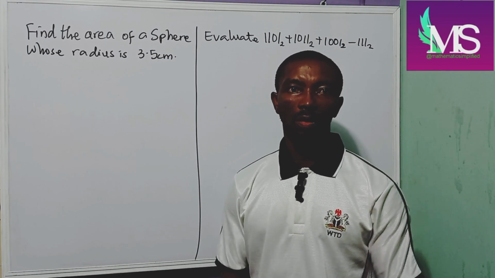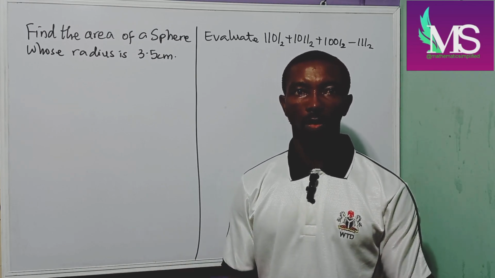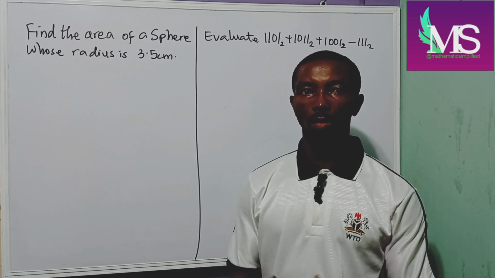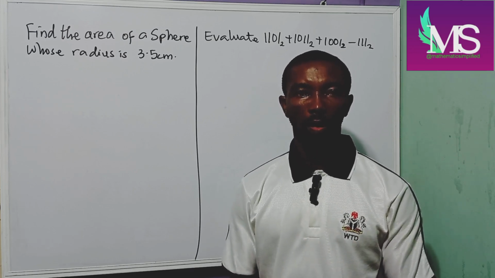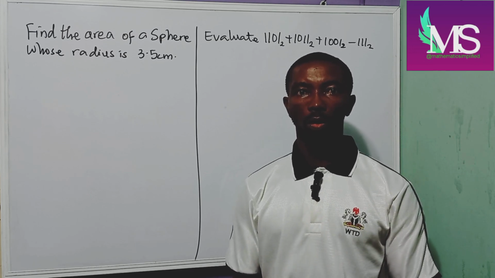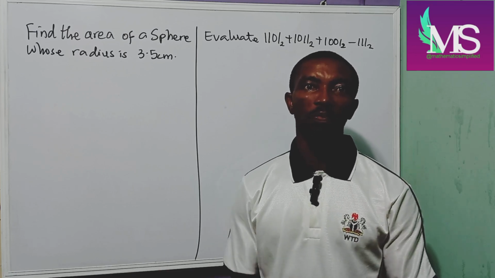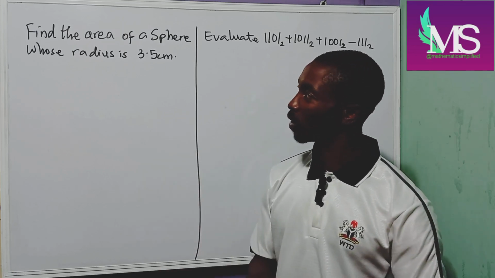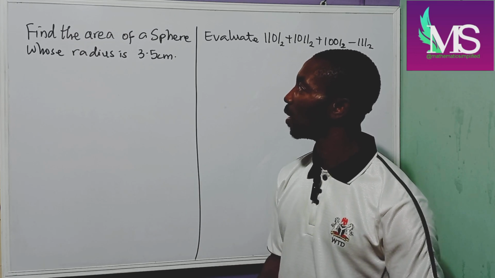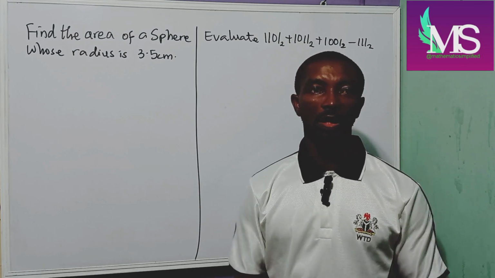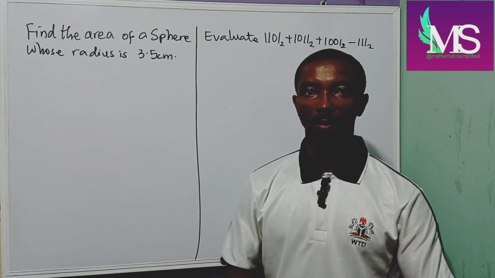Today we'll be looking at past questions on both NECO and WAEC, including JAMB, and also some past questions on Post UTME. Our first question says, find the area of a sphere whose radius is 3.5 centimeter.